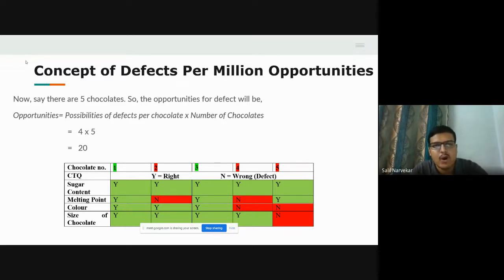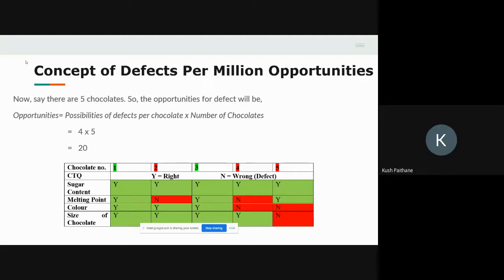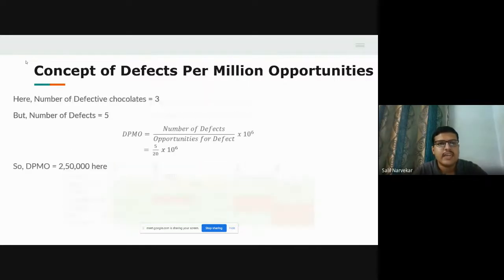Now, can someone from the audience tell me how many defects are present here overall? 5 defects. Right. And how many chocolates are defective? 3. Right. Very good. So the number of defective chocolates was 3, but the number of defects was 5.